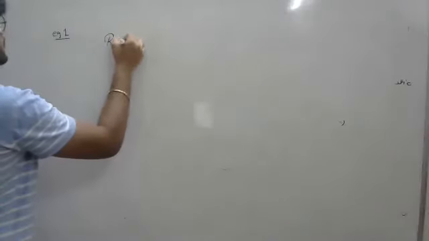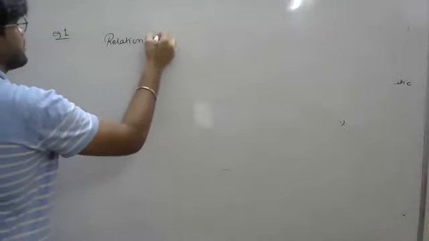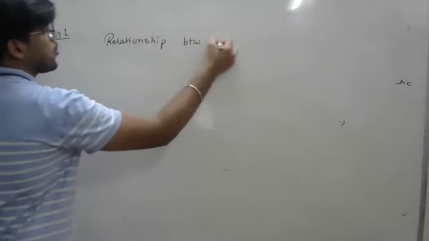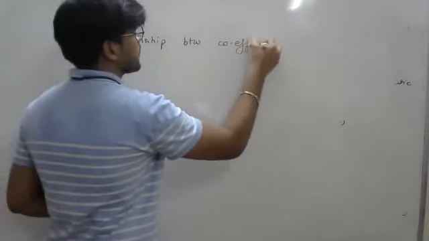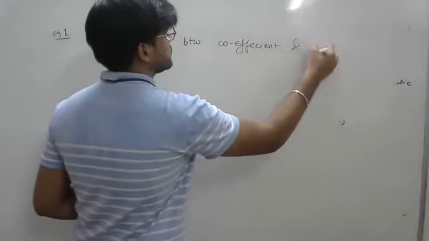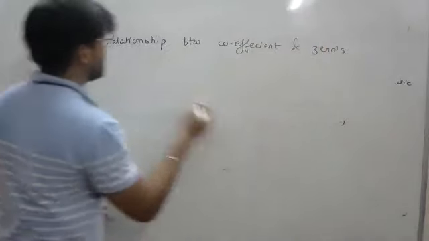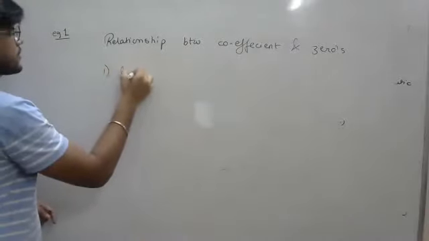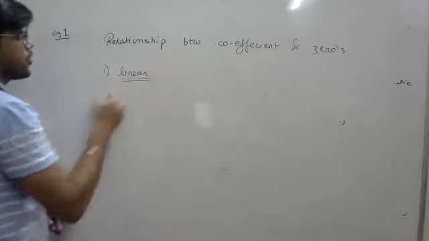Now we'll understand the relationship between coefficients and zeros. First, we'll understand it for a linear equation, a linear polynomial.